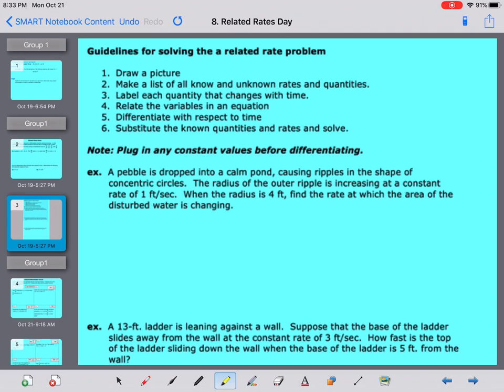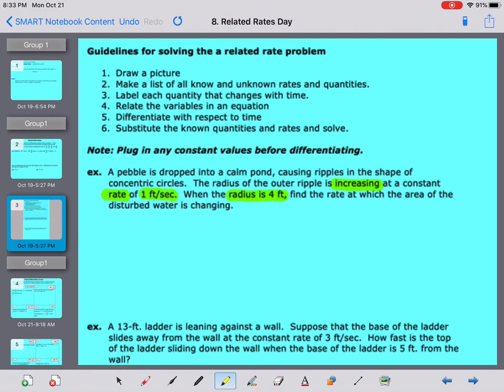The second sentence says the radius of the outer ripple is increasing. That's an important word for us, so I'm going to highlight it just like we did in class: at a constant rate of 1 foot per second. And there's our unit. Remember, we talked about that idea of per being a rate of change. It tells us what our units are. It tells us what we're comparing. And then it says when the radius is 4 feet. That's another piece of information that we need.